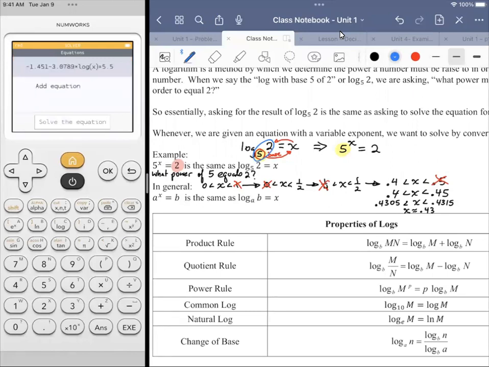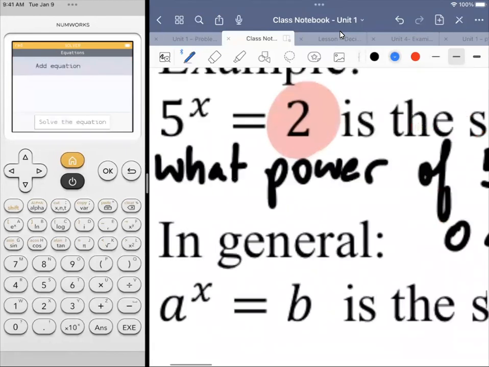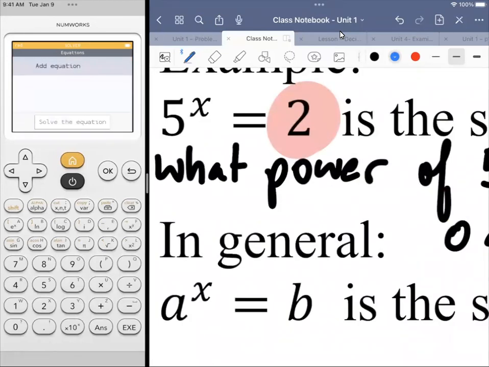I have one in here, so let me get rid of that. Enter your equation here, which is 5 to the x is equal to 2. So hit OK and just type in 5 raised to the x equals 2.